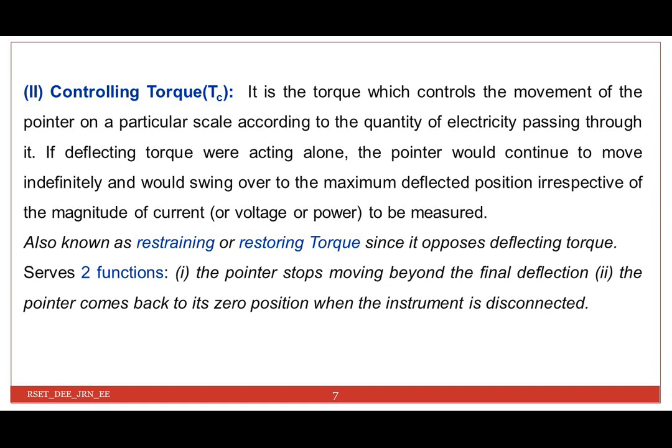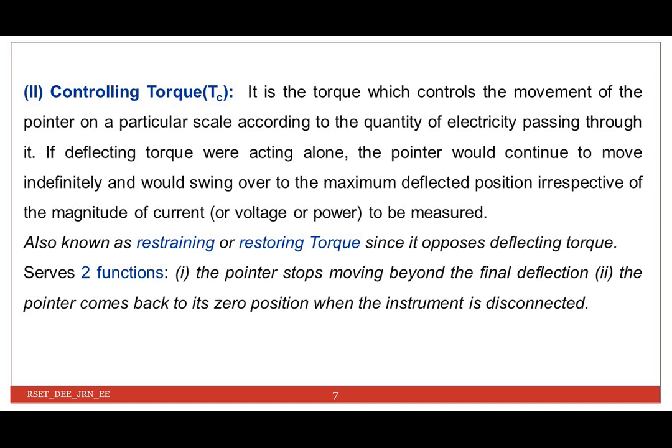It is also known as restraining torque or restoring torque. Why is it called that way? Because it opposes deflecting torque. It serves two functions. The first function being the pointer stops moving beyond the final position. The pointer comes back to its zero position when the instrument is disconnected. So controlling torque is designated by T subscript C.